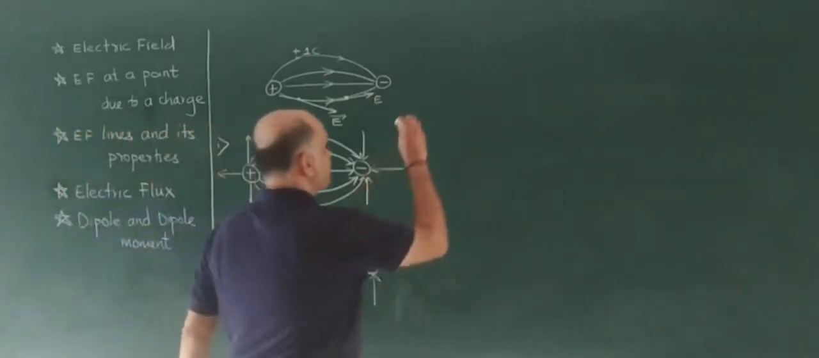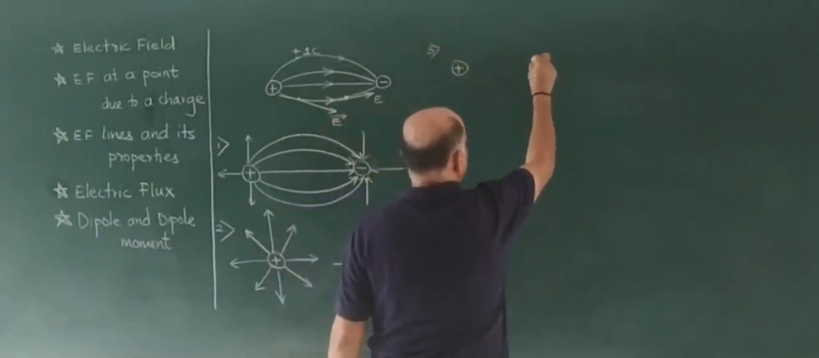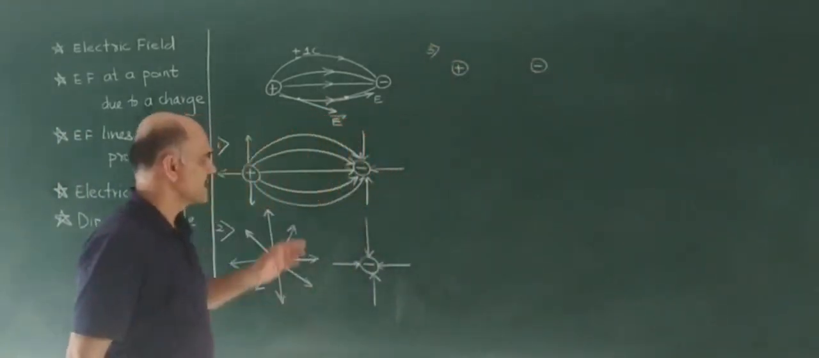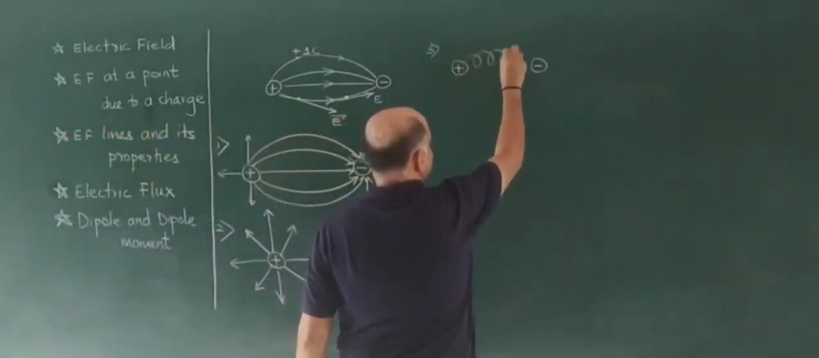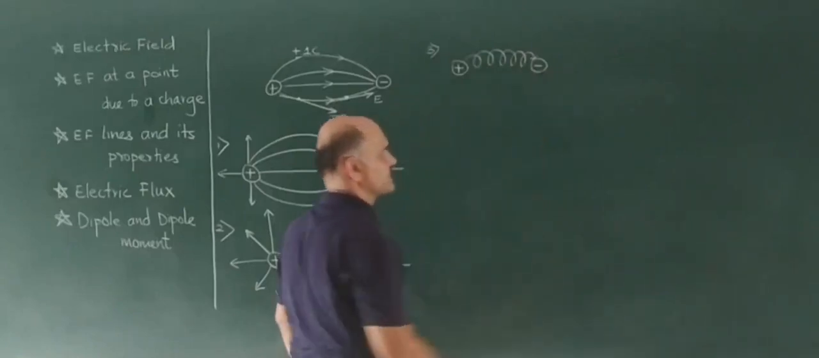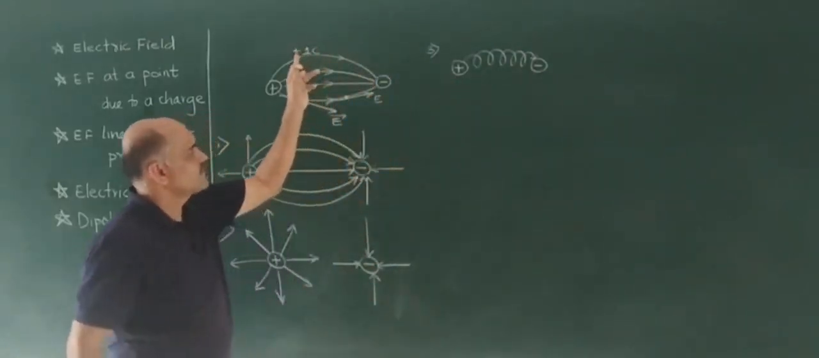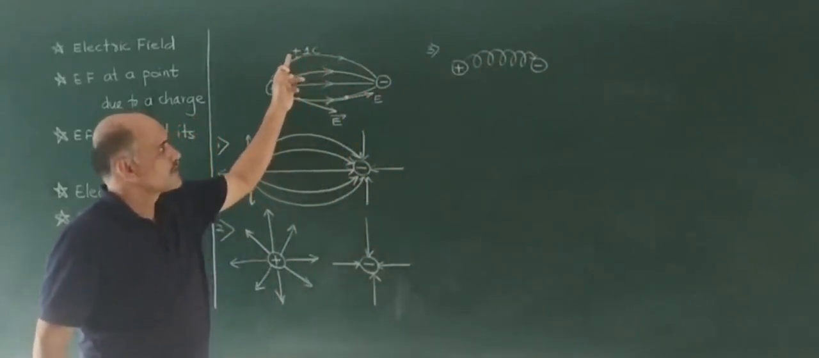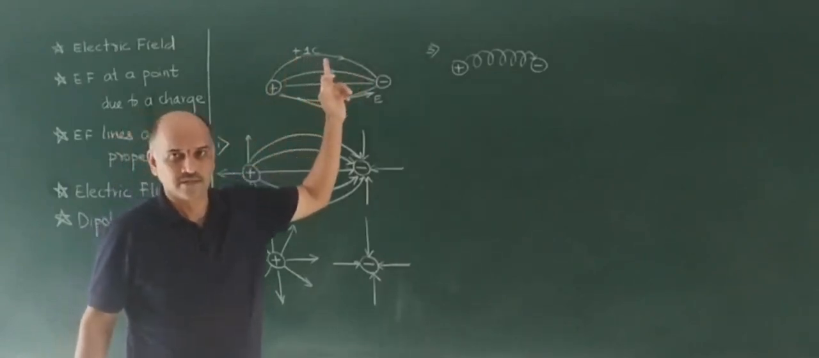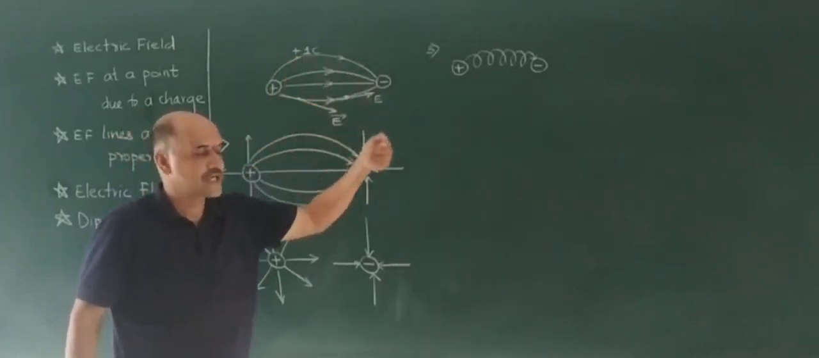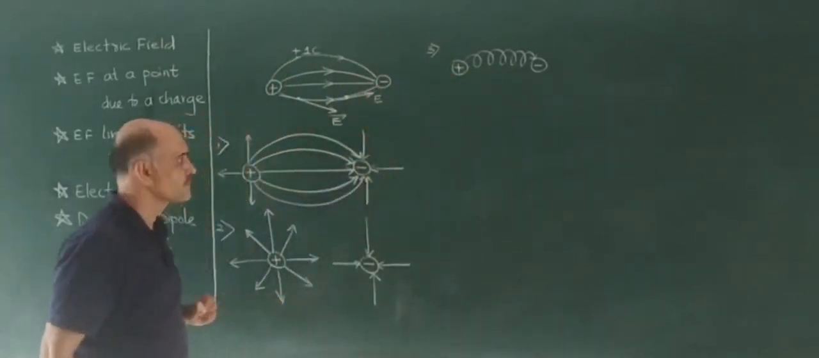Third, electric field lines do not form a loop. You will never get lines in this form. They don't form loops. This is not possible. You may think that if a positive charge is placed here, it will go to the negative charge by the shortest path. It will not move in a curve, so it does not form closed loops.